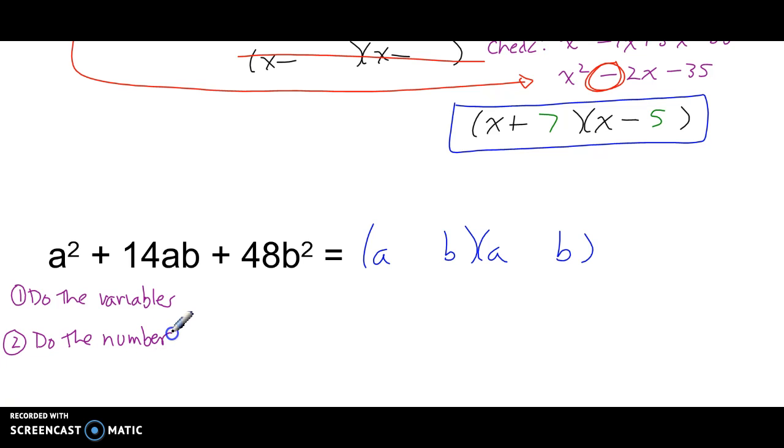So now we don't have to worry about A's and B's, we just have to worry about 14 and 48. So let's see, 48, 4 and 12, no, 4 and 12, that doesn't make 14 in the middle. 24 and 2, no, that's even worse, that makes like 26 in the middle. You have to think a little bit, oh, 8 and 6. 8 times 6 makes 48, and 8 plus 6 makes 14.